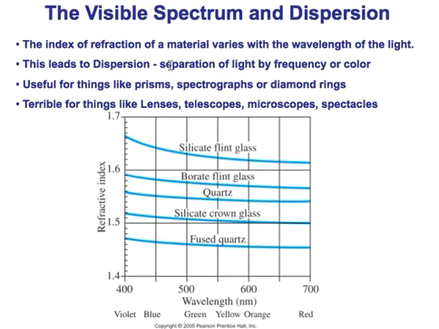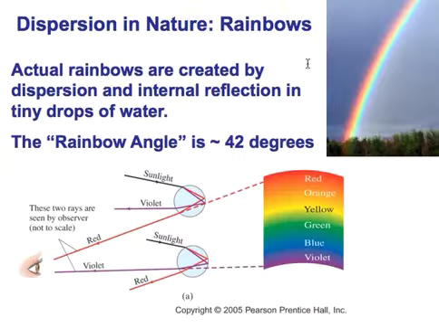So dispersion is useful for things like prisms, spectrographs, diamond rings, things that you want to sparkle and split the light up, and it's terrible for things where you don't want the light to be split up, so things like telescopes, microscopes, and spectacles. So there are ways to fix dispersion for those cases, and there are ways to amplify dispersion for the cases where we want to use dispersion.